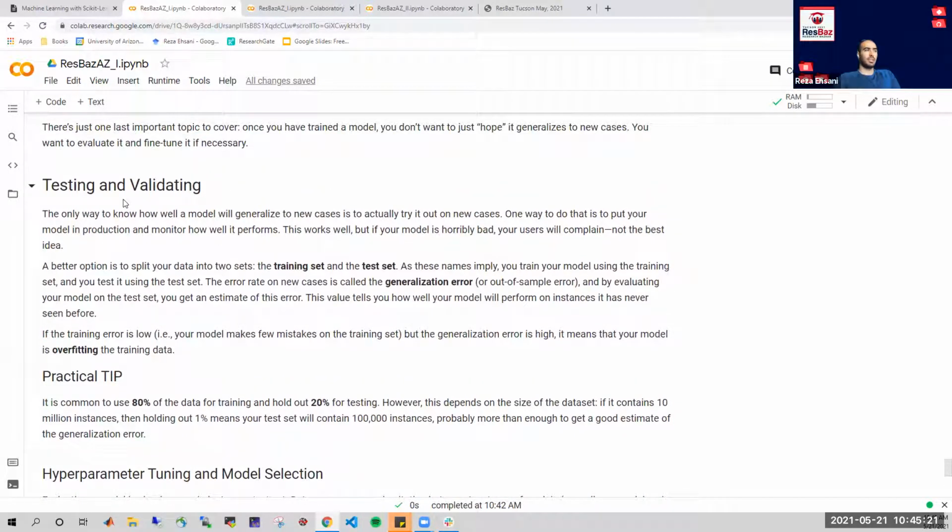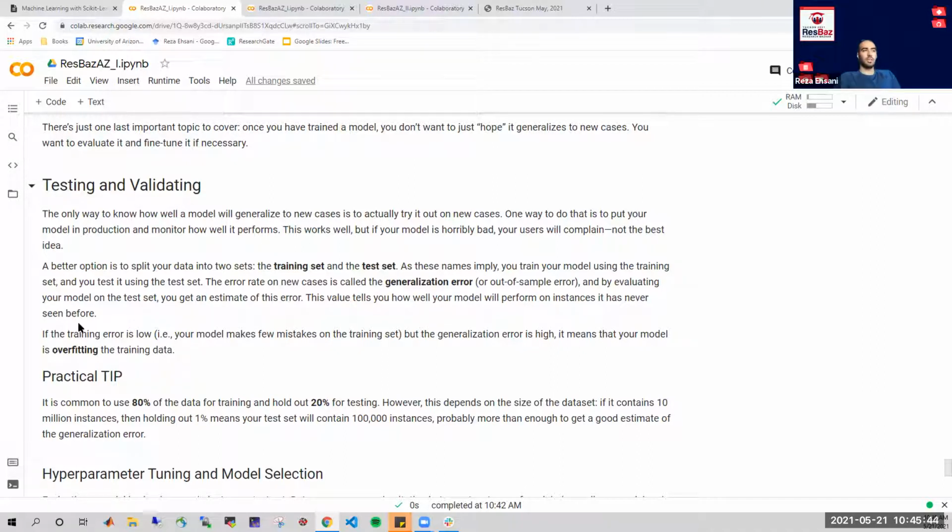So we're going to talk about testing and validation sets. The only way that we know how well a model will generalize to new cases is actually to try new cases on our model. One way to do that is to put our model in production and monitor how it performs, but it will cause a lot of problems and the users of our system will have a lot of complaints about that.